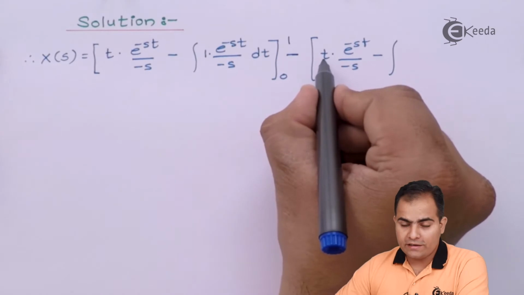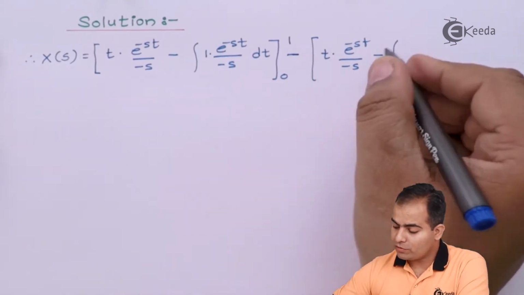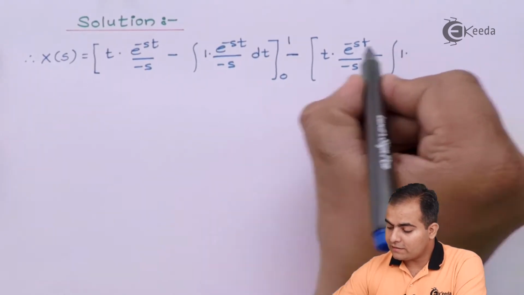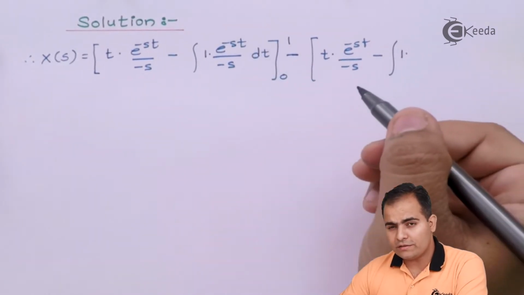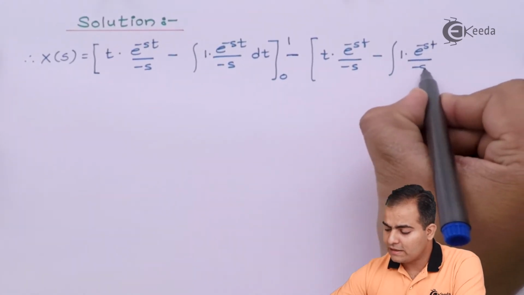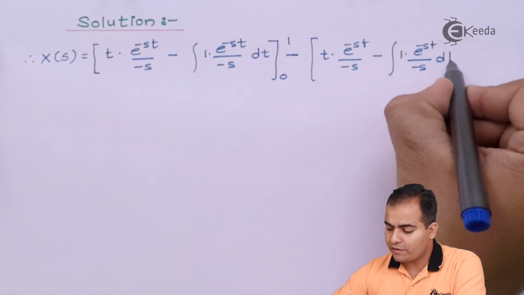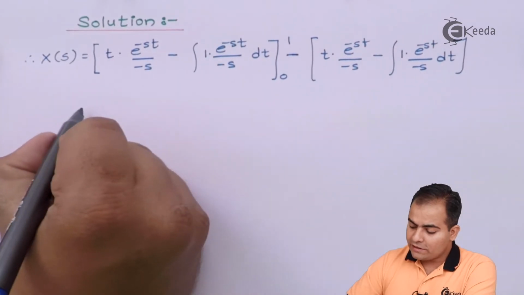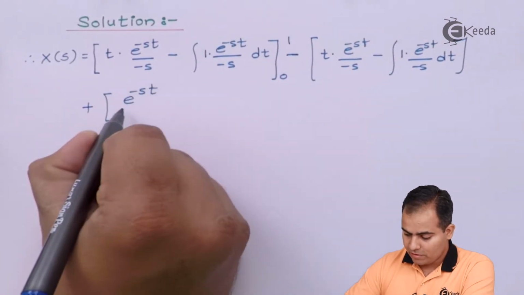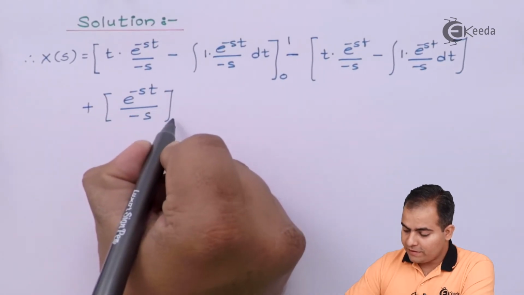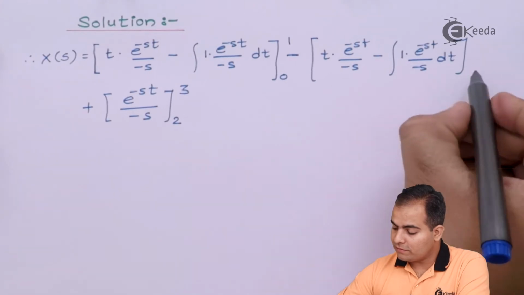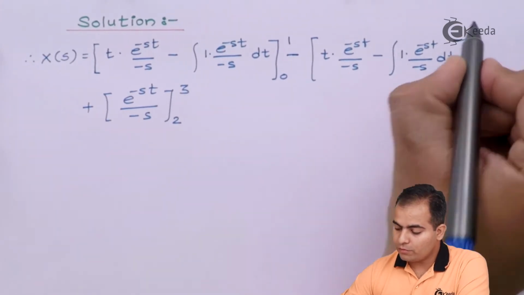Again there is a t present in the second integration, so the differentiation of t with respect to time t is 1, and this e to the power minus st was also there, which is integrated once again, and the integration of that value is upon minus s, and this is the integration that we are going to apply once again. And the next part, which was e to the power minus st upon s, the limit is 2 to 3, and the limit of this value is 1 to 2.